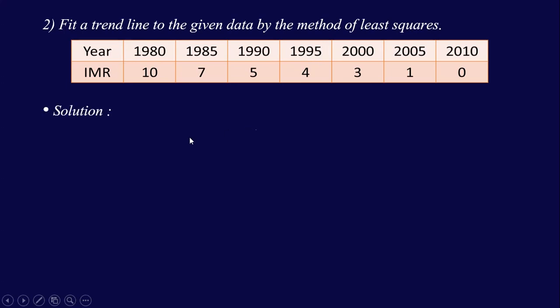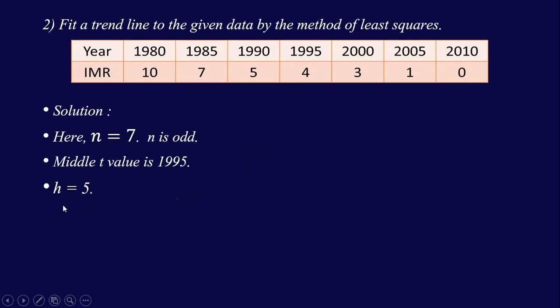Now we solve this example using the method of least squares. Here n is 7, that is the total number of observations is 7, n is odd. The middle t value is 1995. H, that is the difference between two successive years, is 5. So H is equal to 5.